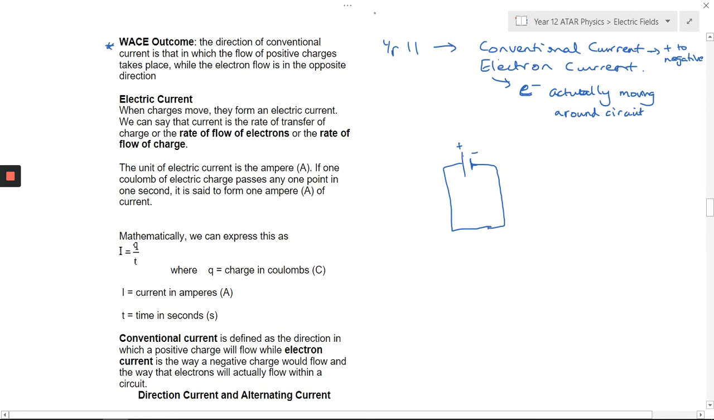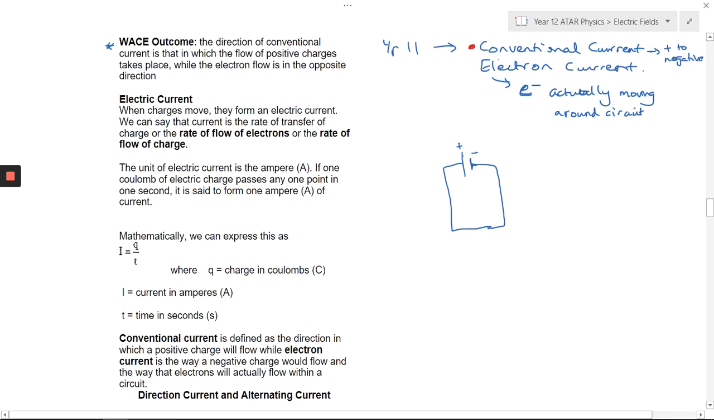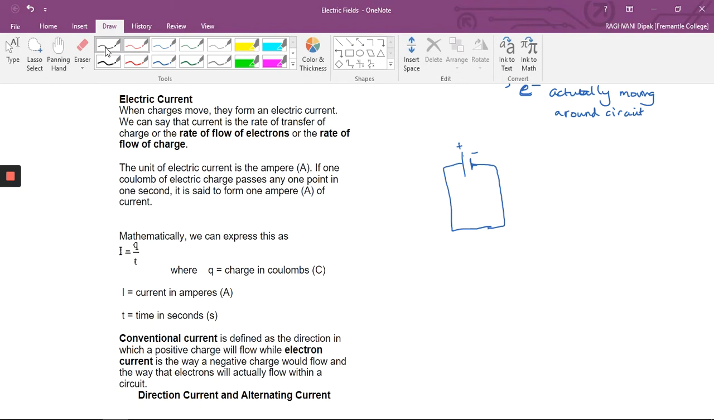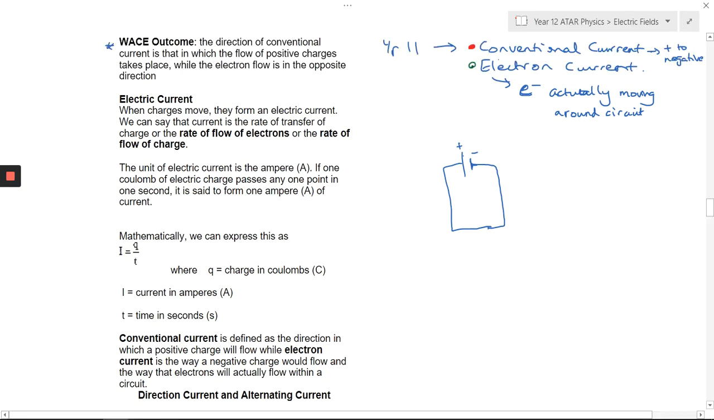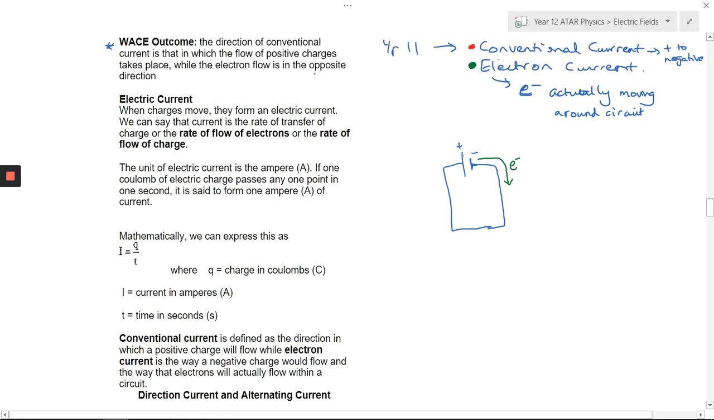Anyway, if you're looking at conventional current, I will draw conventional current in red, and the electron current we're going to draw in green. Electrons actually move from the negative end to the positive end. So this is how my electrons move. But conventional current, we say, goes from positive to negative. So this is my current, I. If you remember from last year, it's capital I, and the current is in amperes.